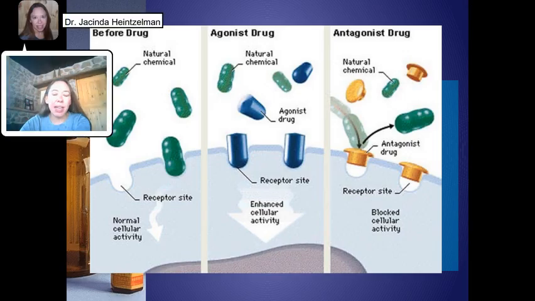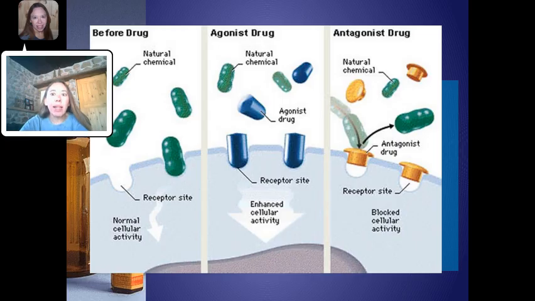I like this slide because I'm a visual person. I really like to see things in pictures. It helps to connect the information. So we just talked about antagonist drugs and what they are going to do, and you can see that picture there on the right side of the slide. Antagonist drugs are going to bind to the receptor site, like I mentioned, and thus they're going to block the other drug from binding to that receptor site.